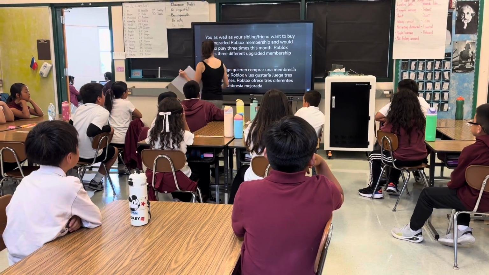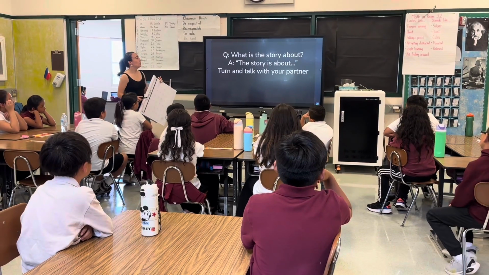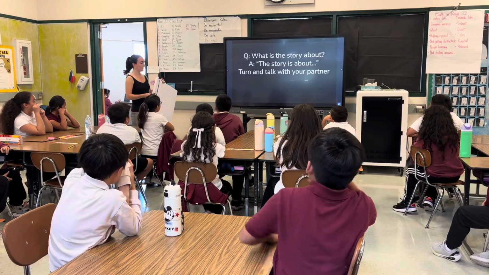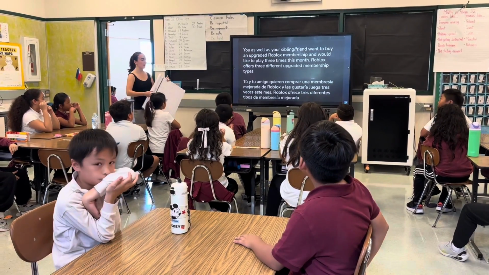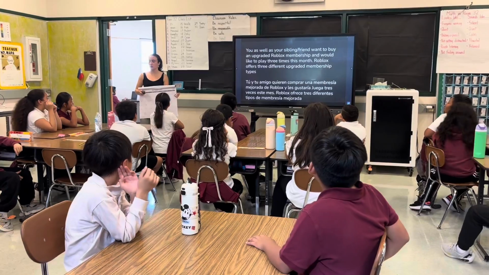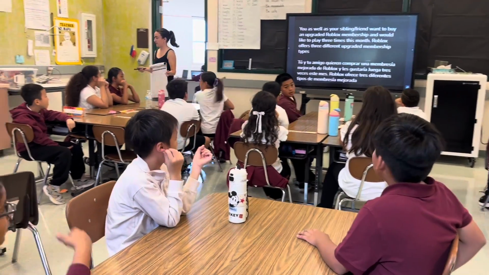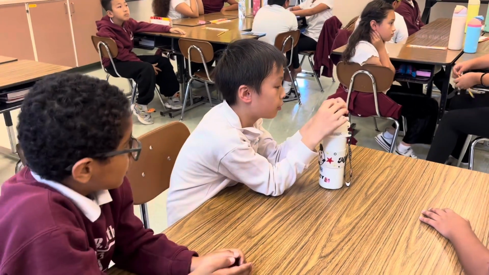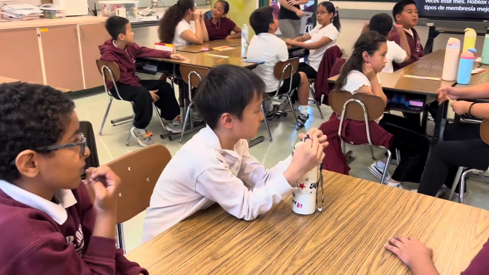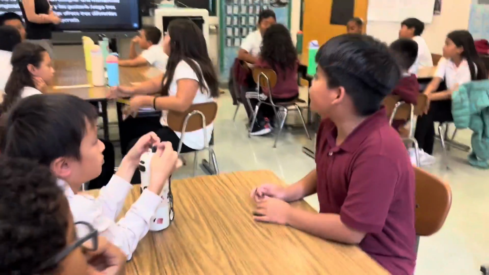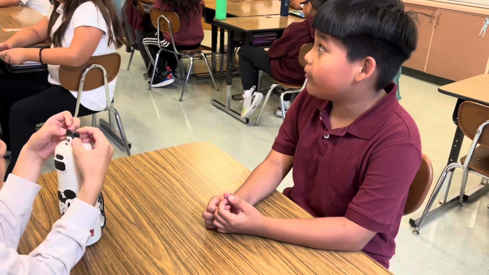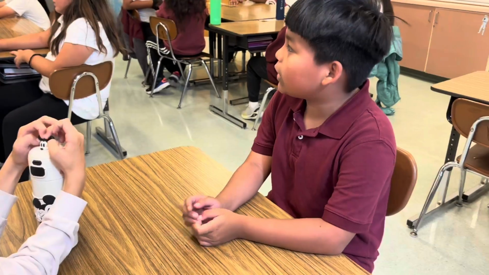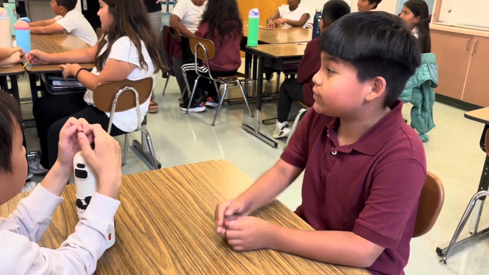So, let's see. What is this story about? And you're gonna turn and talk with your partner. I'm gonna show you what the story is about one more time, okay? So you're gonna turn and talk with your partner and tell them what the story is about. The story is about you and your friend want to play an upgraded Roblox membership and want to play it 3 times. And Roblox offers 3 different memberships. I've heard some good things around the classroom.